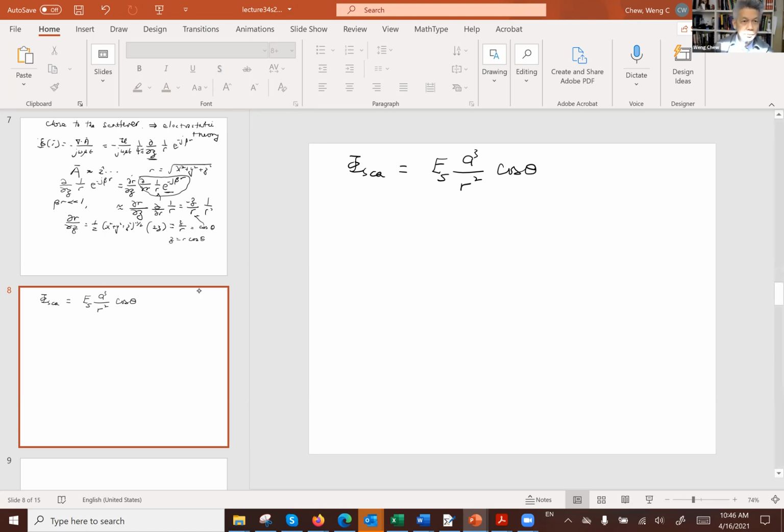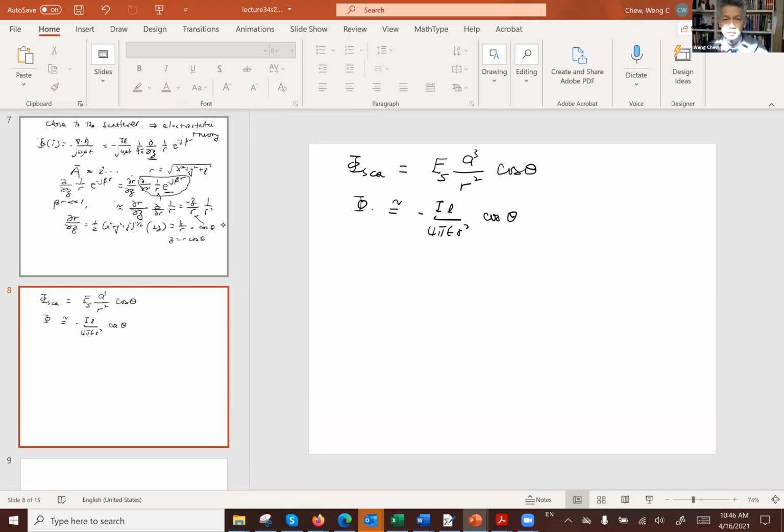Okay, you're going to assume that the potential is going to be something like this, and if you work this out in greater detail, you find that if I plug this into here, the potential due to the Hertzian dipole is actually given by minus I L over 4 pi epsilon r squared with the cosine theta. Let me see if I got this correct.